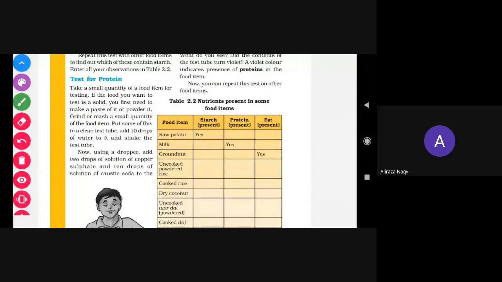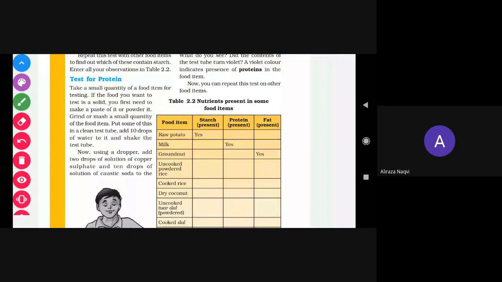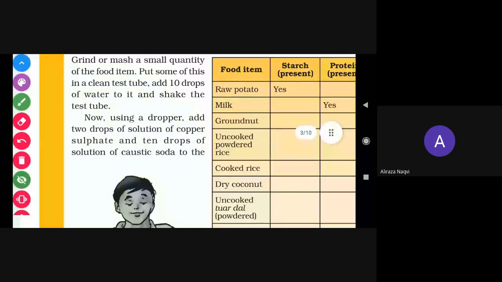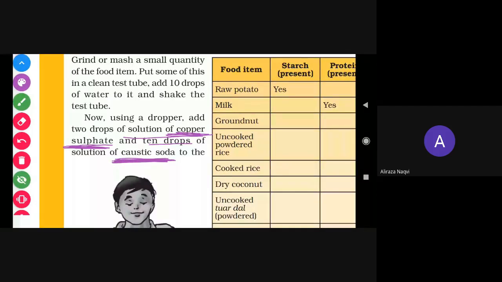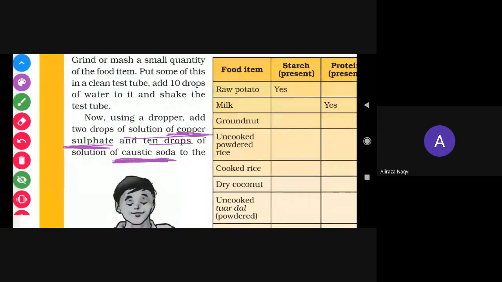Then you have to add 2 drops of copper sulfate, and 10 drops of caustic soda. Only these two things are important, copper sulfate and caustic soda. After adding these to the solution, you need to shake it well and leave it undisturbed for some time, and it will change color on its own. If your food item contains protein, it will turn a violet color.